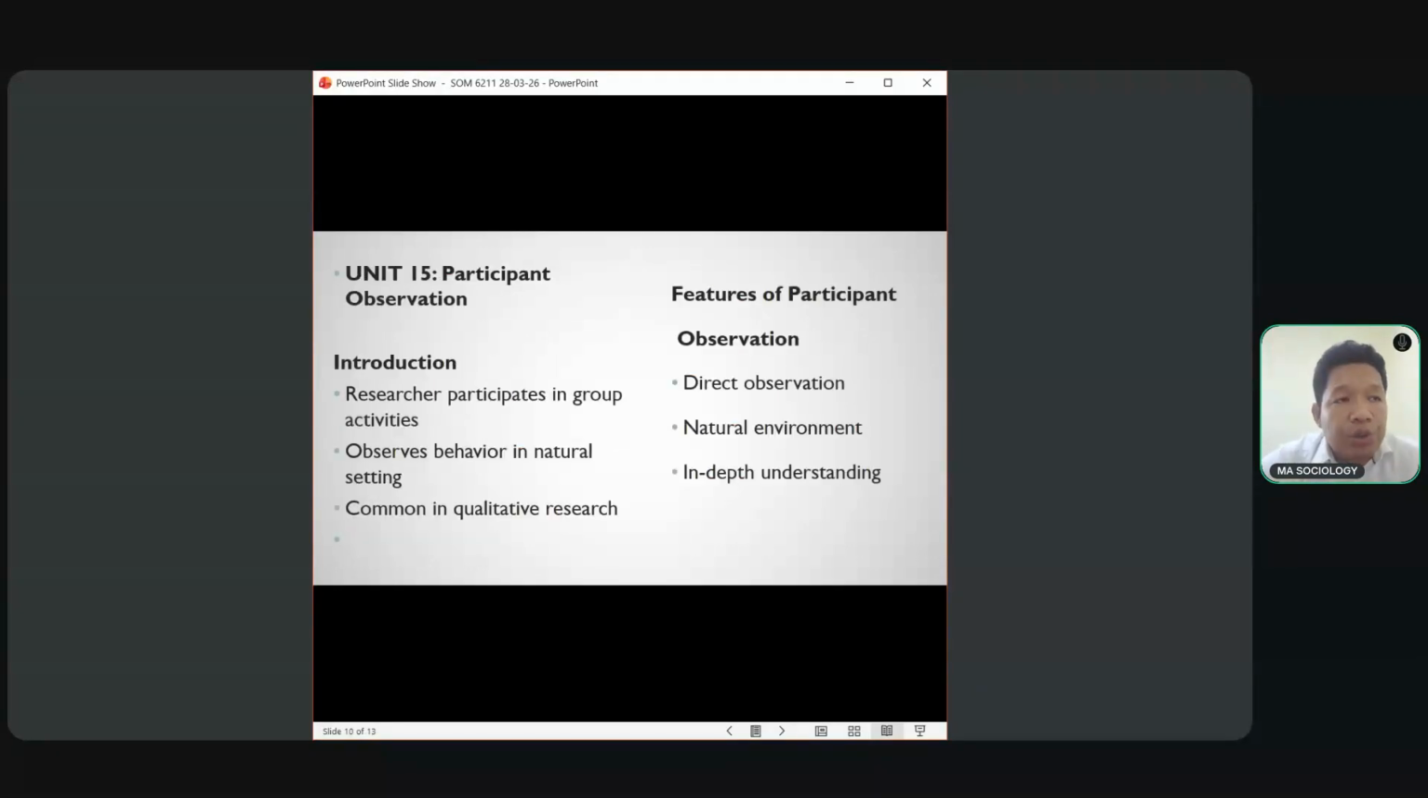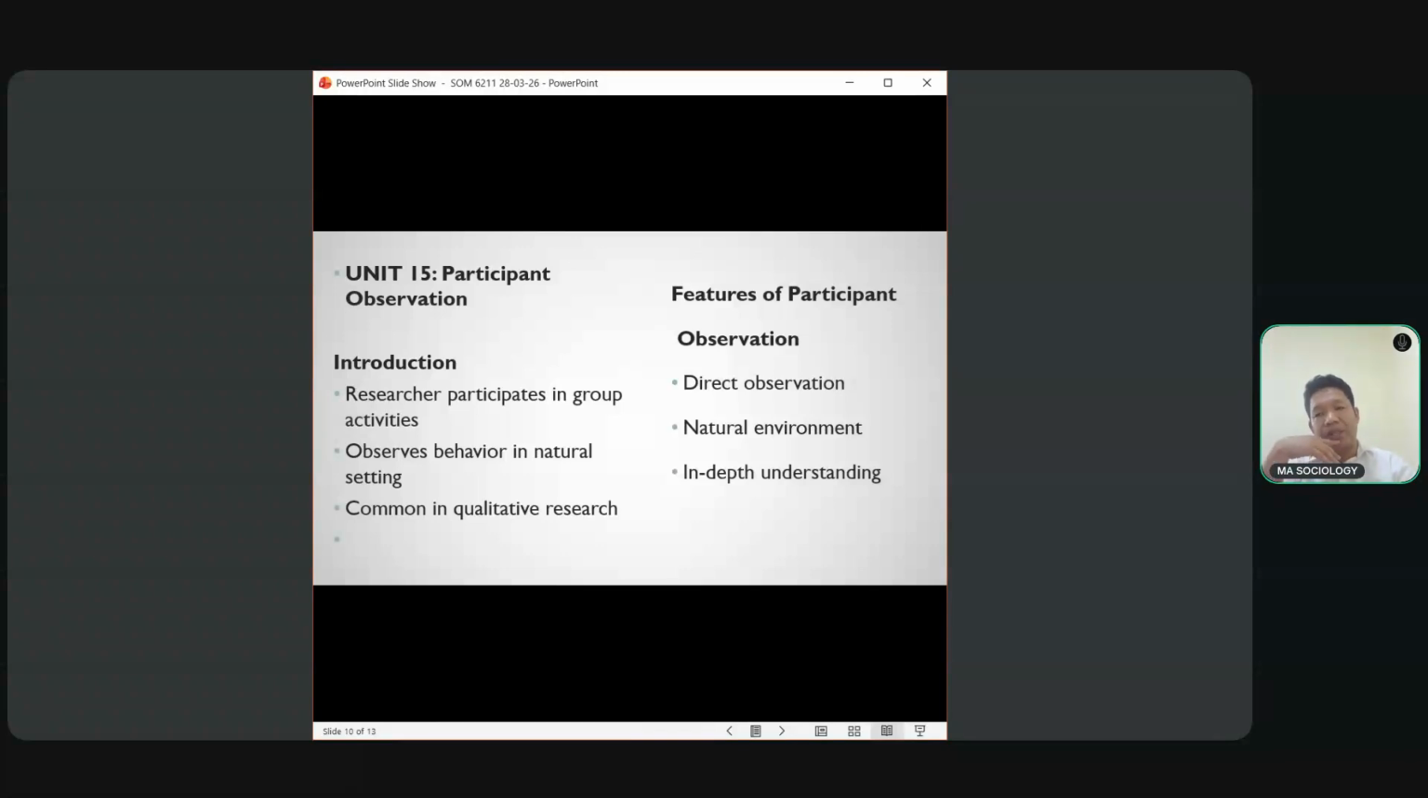Now coming to participant observation of Unit 15. Here the researcher participates in group activities. For participant observation, I would give the example that you are involved there for at least six months to one year. You will be understanding the social phenomena, staying with them, eating with them, and being equipped with them.